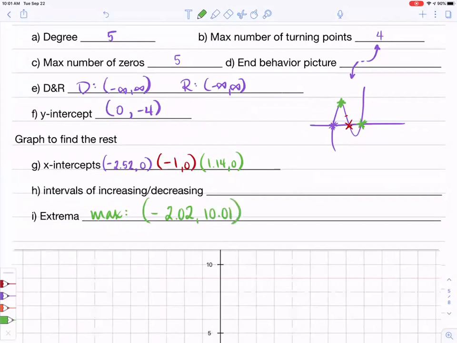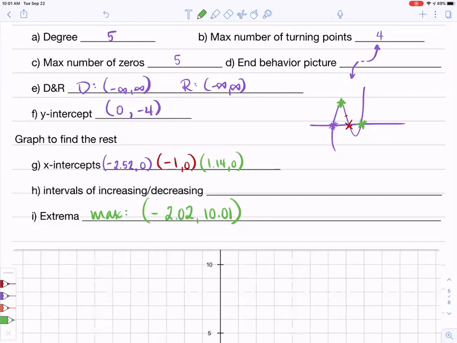Brianna, did you get that? Negative 2.02, 10.01? I got negative 2.127. All right, I have to depend on you guys. Is it the negative 2.02 or what she said? Okay, it's the 2.02. We'll take a look at it, Brianna.